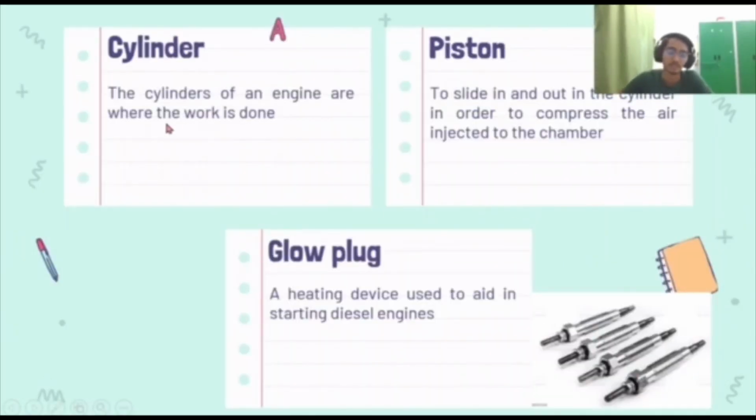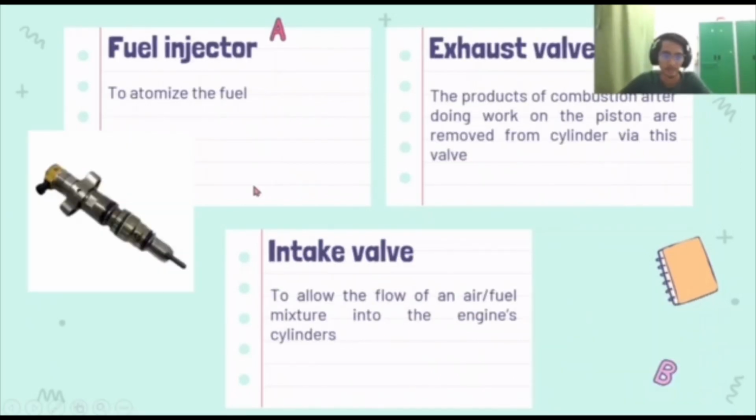The parts of diesel cycle are the cylinder, where the work is done, and the piston, which slides in and out in the cylinder in order to compress the air injected into the chamber. Next, the glow plug, a heating device used to aid in starting diesel engines. The fuel injector, to atomize the fuel.